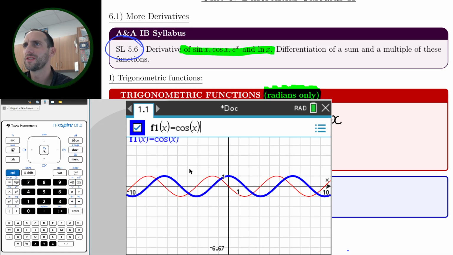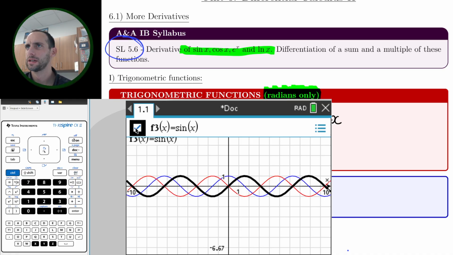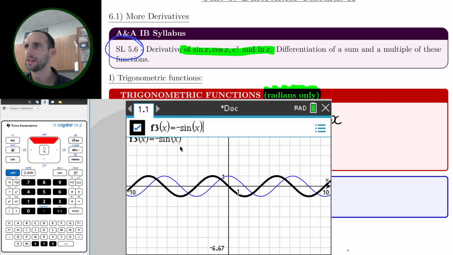And you may hope that this is just a simple sine function, which if we graph that in f3 with sin x, we can see that's not quite correct. So the derivative of cosine is not sine, but it is very close. To me, it looks like a sine function that's been reflected over the x-axis. So that would be negative sine x. And we see that lines up perfectly. Our red and our black curves are the same. So we can conclude that the derivative of cosine x is negative sine x.